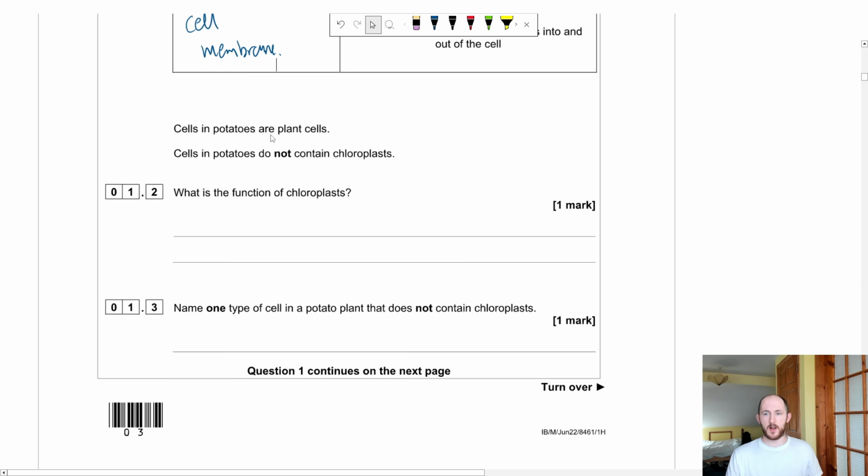Cells in potatoes are plant cells. Cells in potatoes do not contain chloroplasts. What is the function of chloroplasts? Of course, in this case, they're talking about photosynthesis, but what do you need to actually write in order to get the marks? Well, all you need to do is write photosynthesis. As long as they see the word photosynthesis, you're fine. If you want, you can say that it's the site of photosynthesis, but that is unnecessary. You can just write photosynthesis.